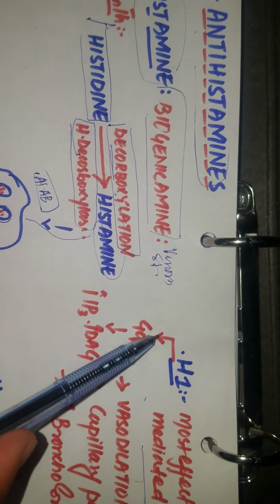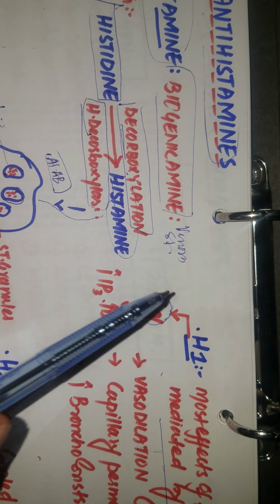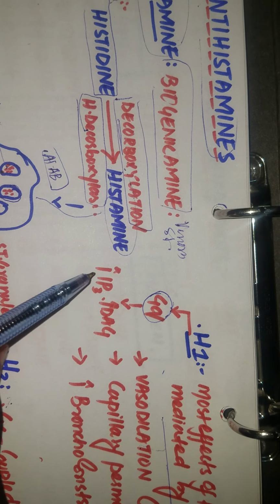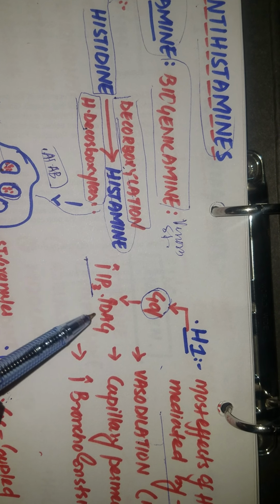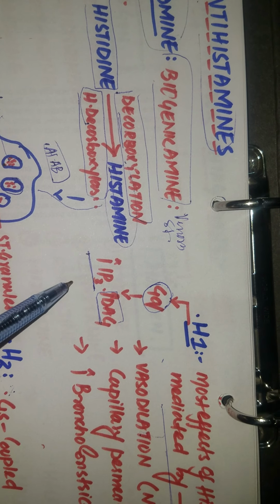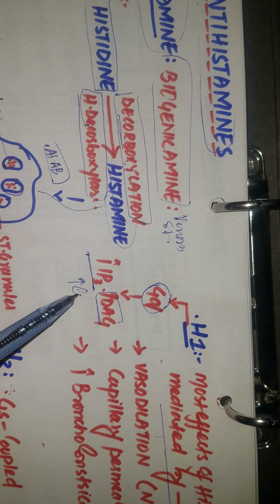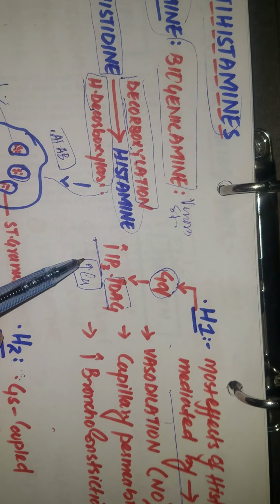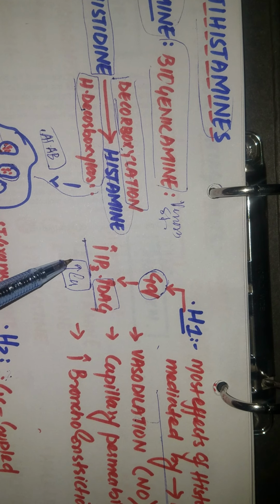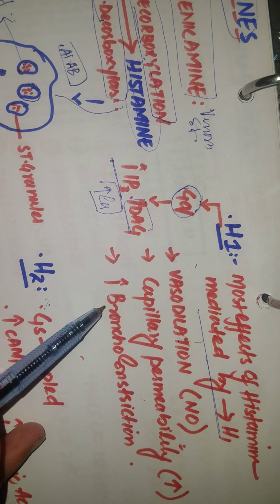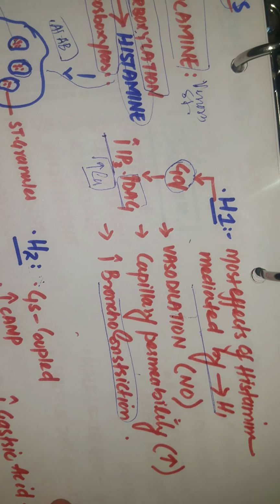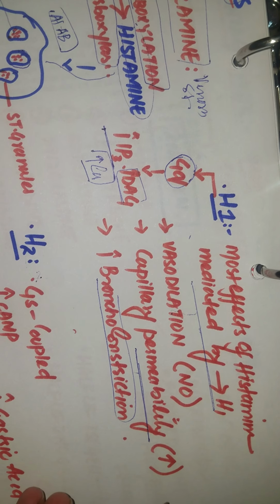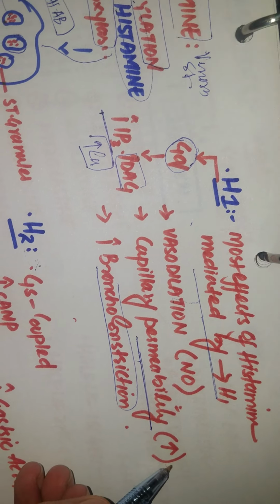Note that they are Gq coupled, meaning they will increase the intracellular level of inositol triphosphate and diacylglycerol, which in turn will increase the intracellular calcium level. Due to this increase in the calcium level, there will be contraction of the smooth muscles, so there will be bronchoconstriction. They will also cause the contraction of the endothelial cells.